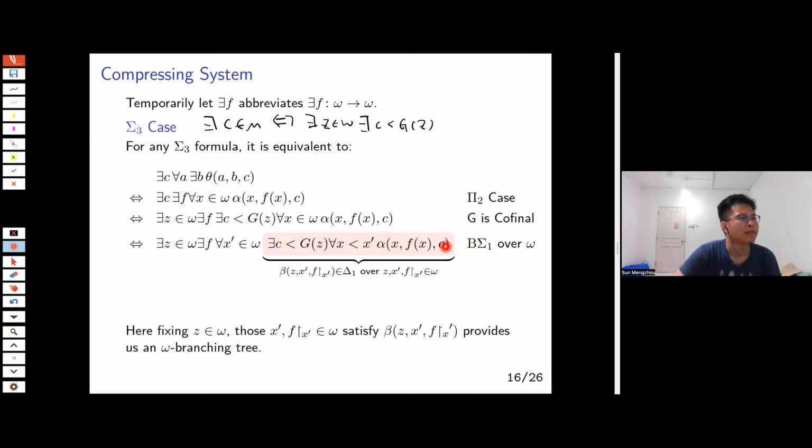And the last one says something completely different. In this case, the second order quantifier f becomes a real one. And if you examine the definition of this beta in detail, then you will know that if you fix the z here, then this x prime and f restricted to x prime satisfying this beta will provide us an omega branching tree. And this f just says that there is an infinite path of this omega branching tree. So any sigma 3 formula just says that for some delta 1 definable omega branching tree, there is an infinite path. So it is very similar or exactly the same as the sigma 1 normal form in second order arithmetic.